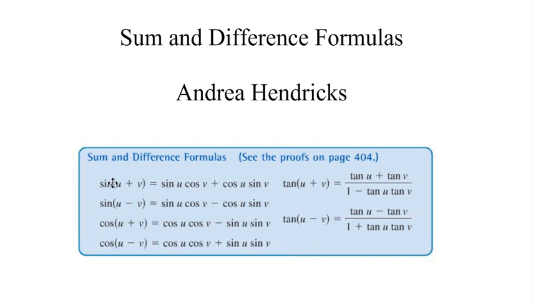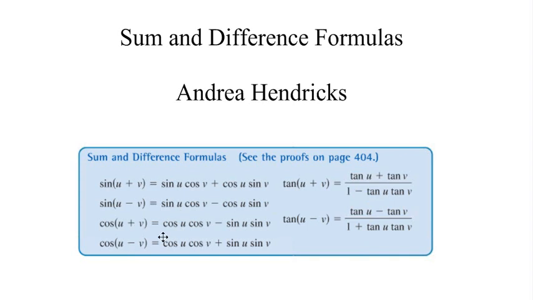So just notice some patterns here. With the sine formulas, notice sine and cosine are together. The middle sign is the same as what we started with in sine, and then cosine and sine. For cosine, the cosines are grouped together, the opposite sign, and the sines. For tangent, you have the same sign in the numerator and then a different sign in the denominator.